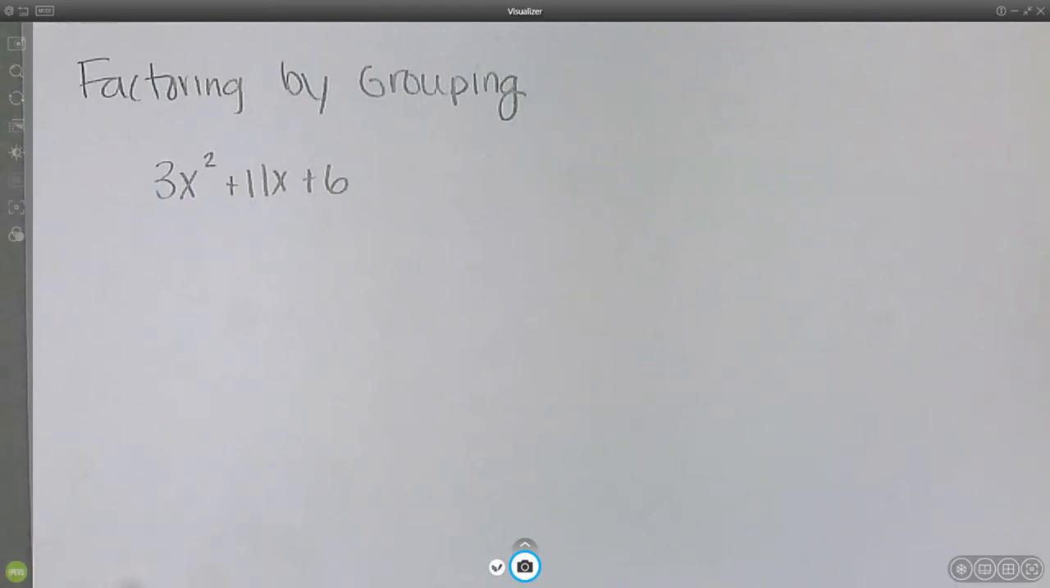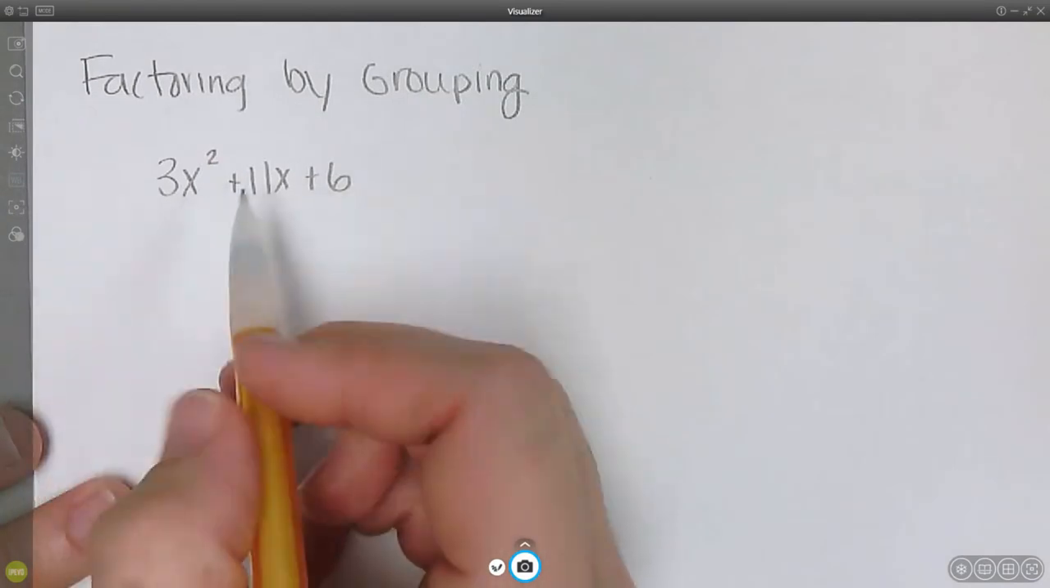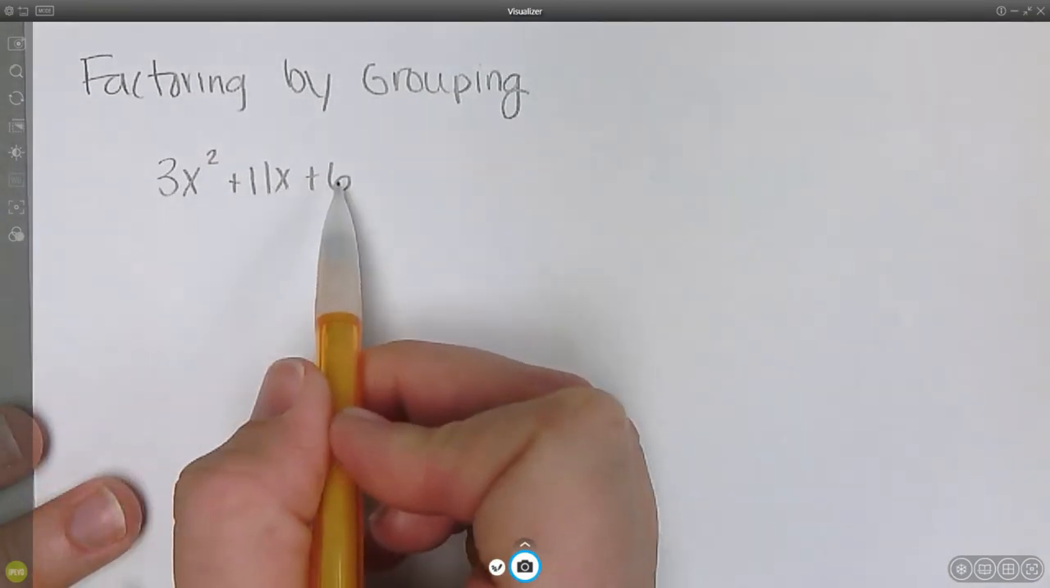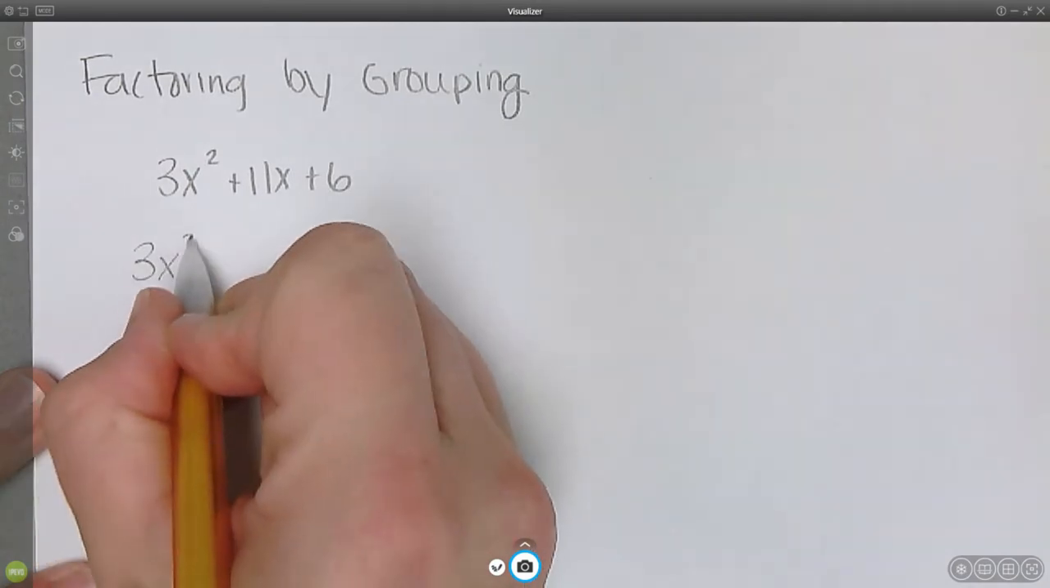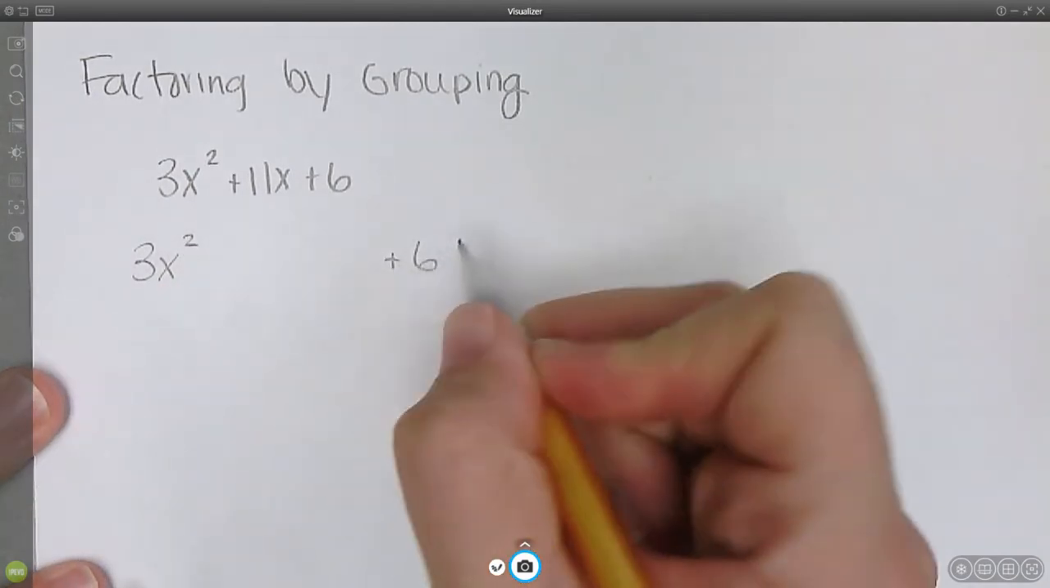Okay, so there is another way that we can factor these. It's called factoring by grouping. Essentially, you are doing the exact same thing as the box method, you just are not drawing the box. When you are factoring by grouping, instead of writing this in 3 terms, you try to write it in 4. So your 3x squared stays the same, and your plus 6 will stay the same.